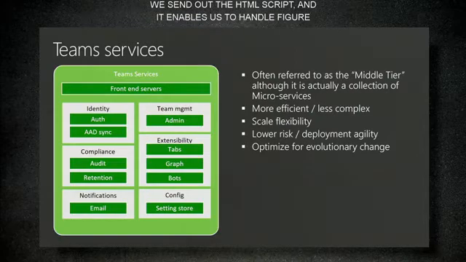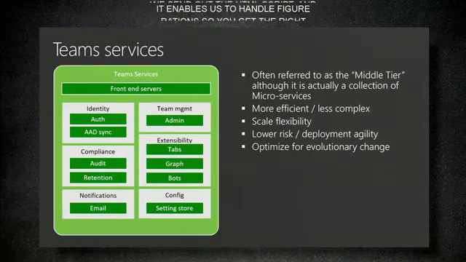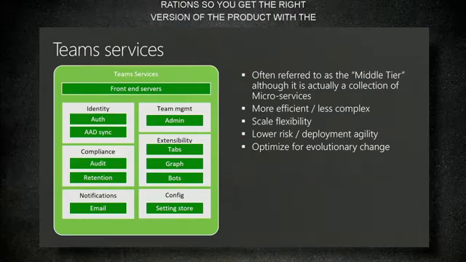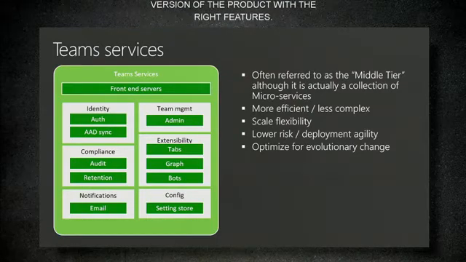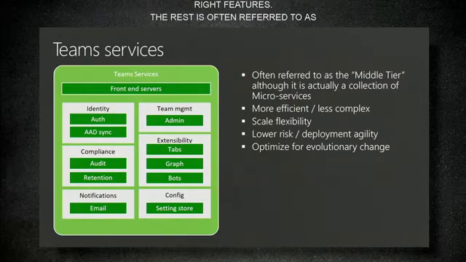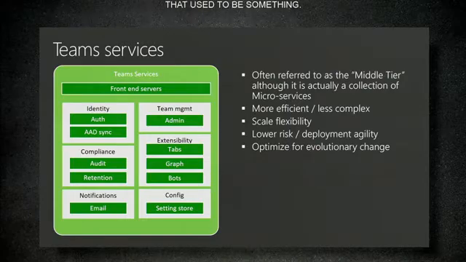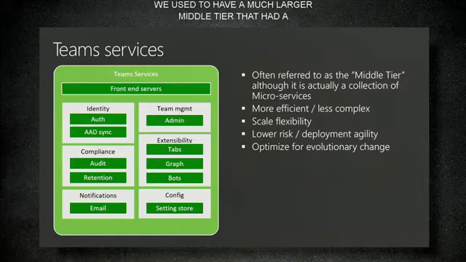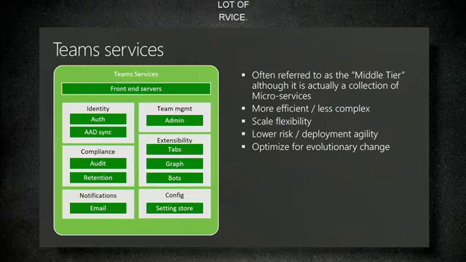Then the rest of these services often are referred to as the middle tier. Now, that used to actually be something. We used to have a much larger middle tier that had a lot of these functions in one big service. It turns out that doesn't work very well. It's not scalable. It's not efficient. I can't deploy different instances to handle different parts of the workload separately.